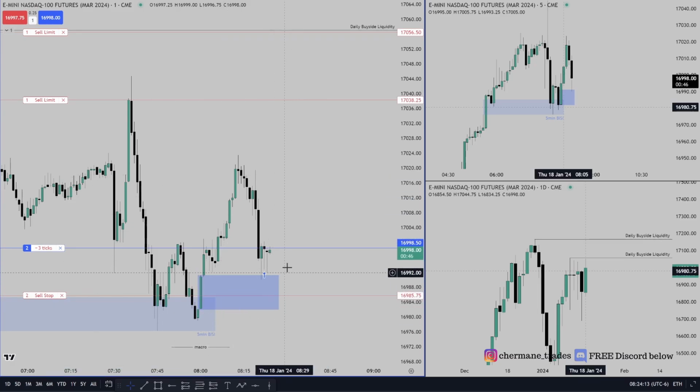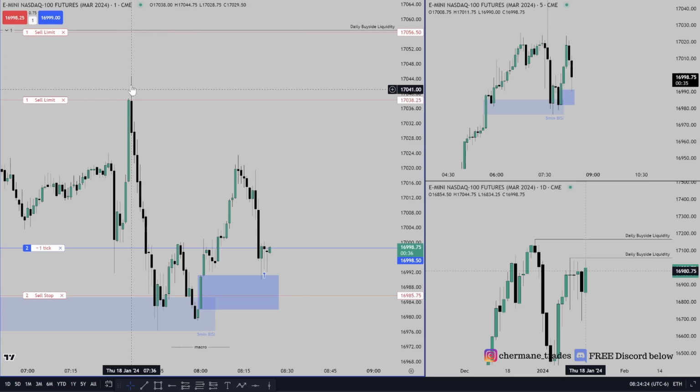I want to start seeing some displacement to the upside, blasting through this high and eventually reaching for this rejection block. Depending how price trades to this rejection block and above this high, I may not leave a runner. I may just close my full position here. It just depends how it looks in this area.